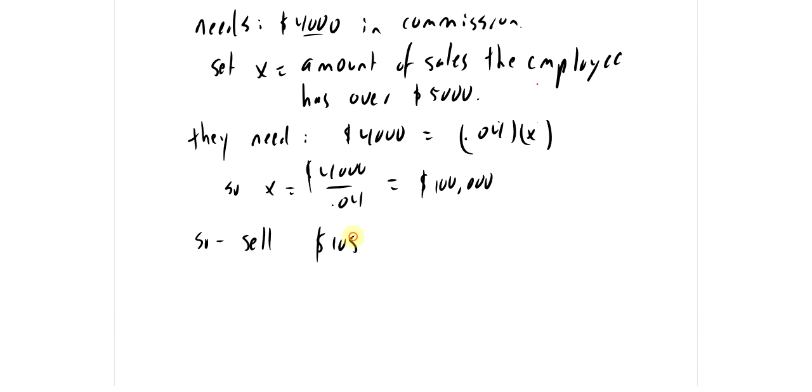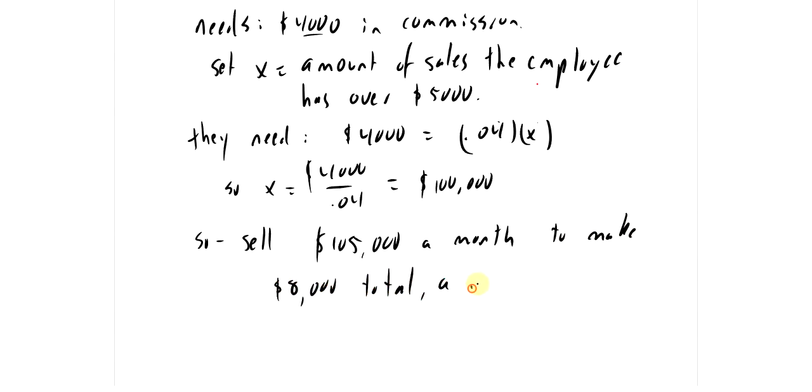They need to sell $105,000 a month to make $8,000 total a month. Right? So the 5,000 is because they don't get commission on the first 5,000. Then the other 100,000, they get $4,000 commission on that, plus the $4,000 that they make in their base salary. That gives them $8,000 a month.